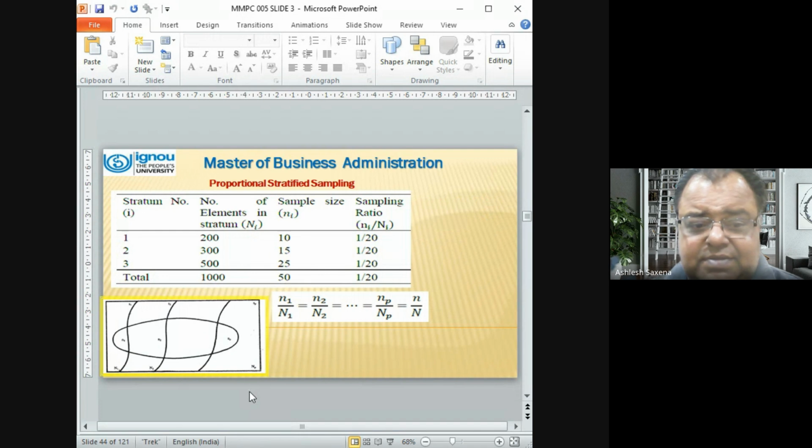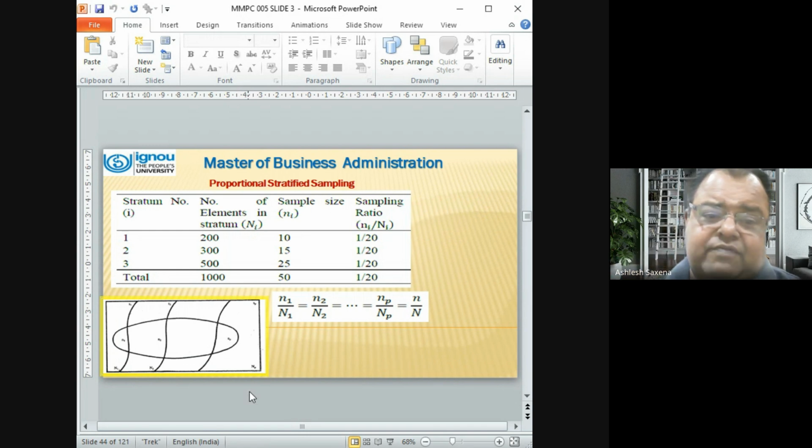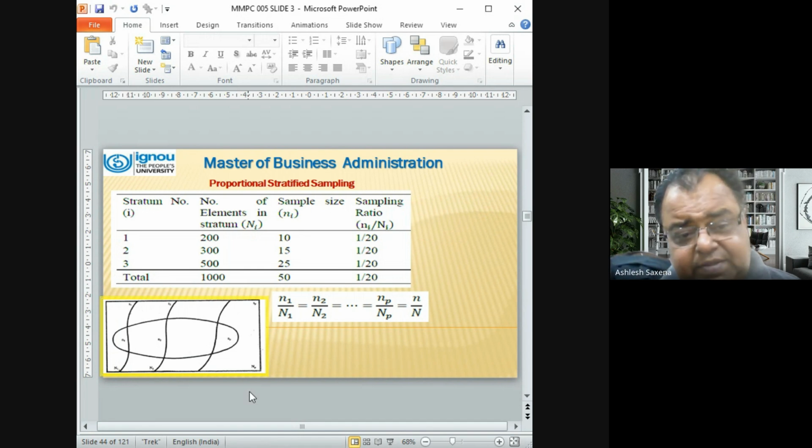Now see how this problem is. What exactly we want to say. Proportional stratified sampling. Suppose we have strata number 1, 2, 3. The number of elements present are 200, 300, 500. Total is 1000. We have taken sample sizes of 10, 15, and 25. That means your sampling ratio will be 1 by 20. In the second case, again 1 by 20. And in the third case, again 1 by 20. This means this is a case of proportional stratified sampling because all three values are the same and equal to 50 upon 1000, that is again 1 by 20.